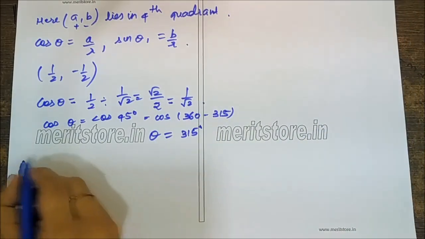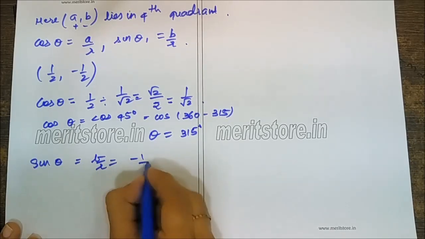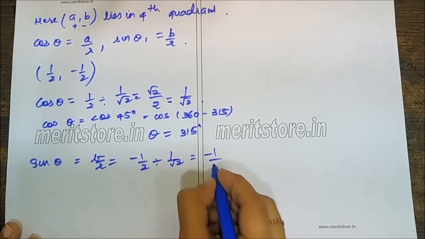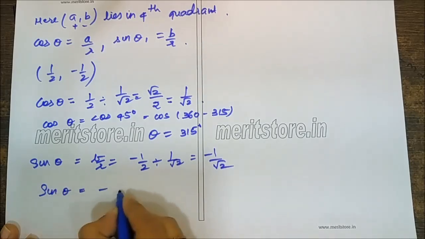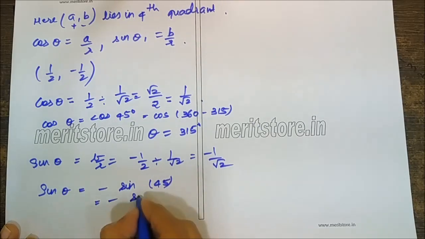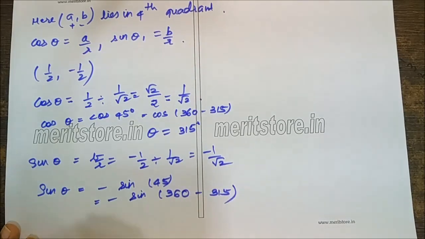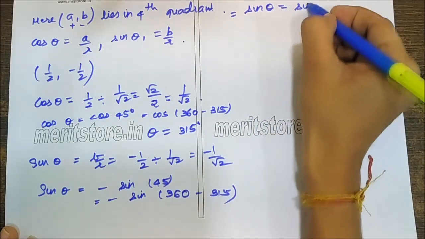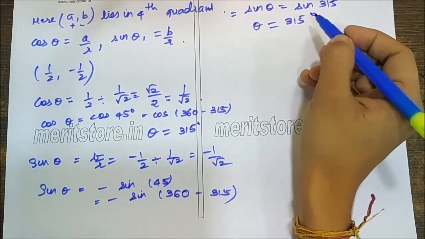Next, sin theta is equal to b upon r. Substituting the values, we get sin theta as minus 1 upon root 2. Now sin theta is minus sin 45, which is nothing but minus sin of 360 minus theta, that is 315, and hence our sin theta is equal to sin 315, so theta is equal to 315 degrees.